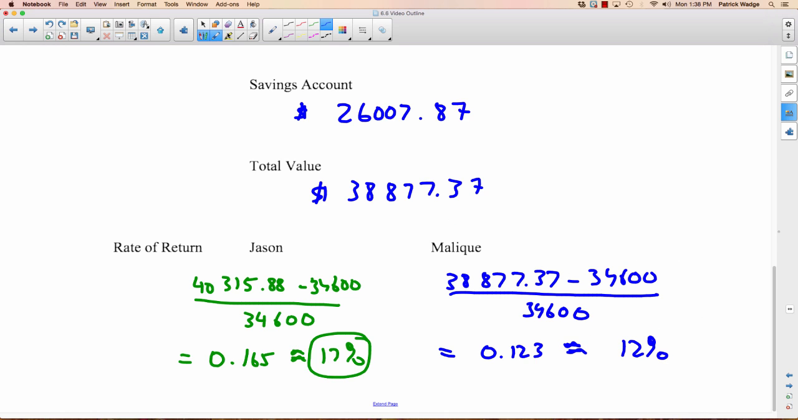So the winner in this case is what the whole question wanted us to ask. Who has the better rate of return? It's Jason with his 17%.